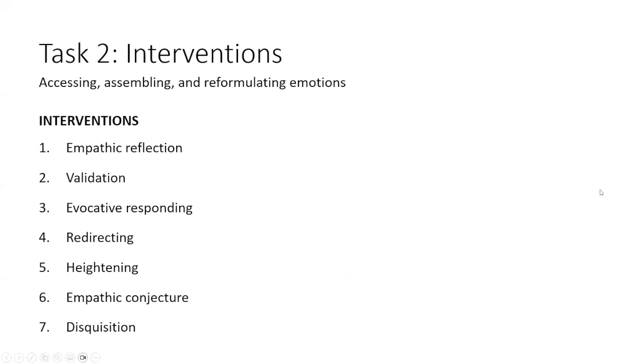All right, let's jump into actual interventions because we've got seven of them to do today. Empathic reflection, validation, evocative responding, redirection, heightening, empathic conjecture, and disquisition. Disquisition is one of the more interesting interventions, and it's an important one because it helps us deal with clients who are very resistant to accepting what we're providing, accepting the framework of their fears and worries. So we're able to do this with disquisition. So let's start with empathic reflection.